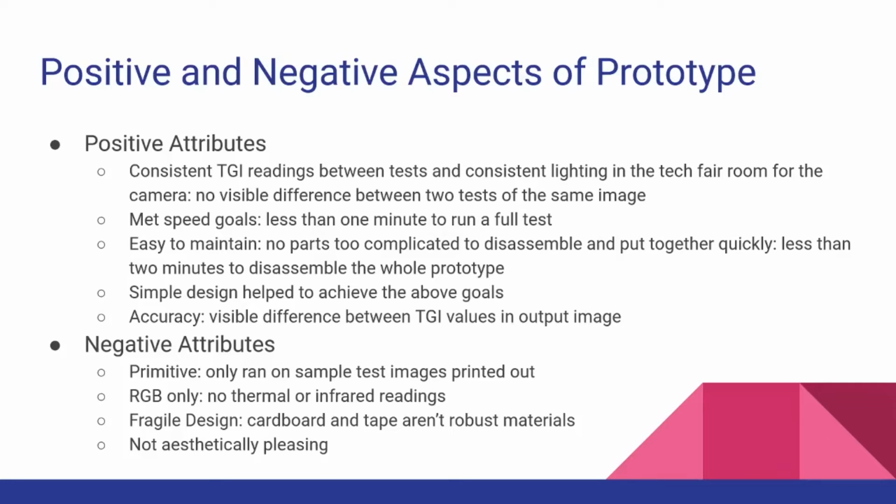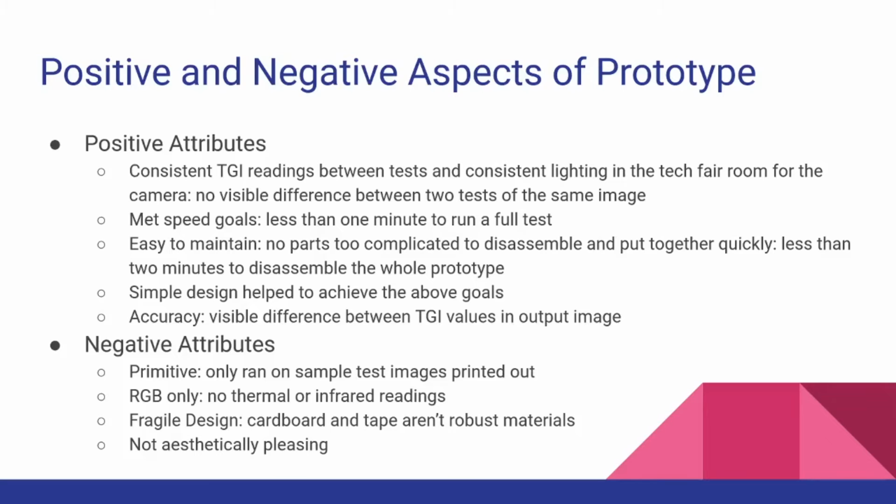And one other positive attribute was that it had accurate readings, like precise readings. And this precision can be quantified by looking at the visible difference between the brightest and the smallest TGI value in the output image. Because if there's no visible difference, if everything looks the same, it's not going to be very helpful to the farmer trying to use this to decide where to fertilize.